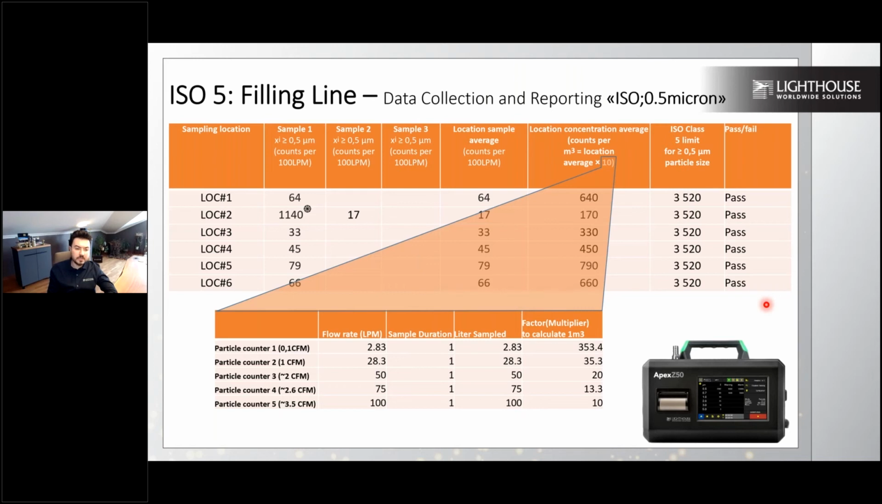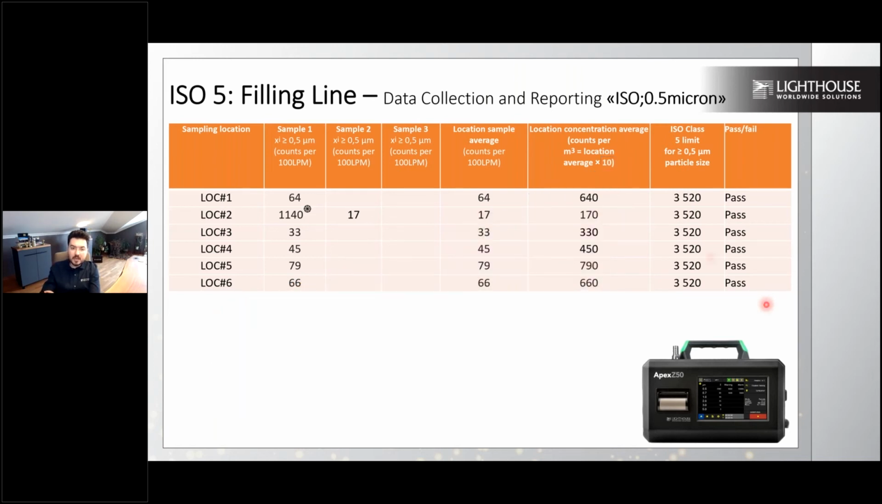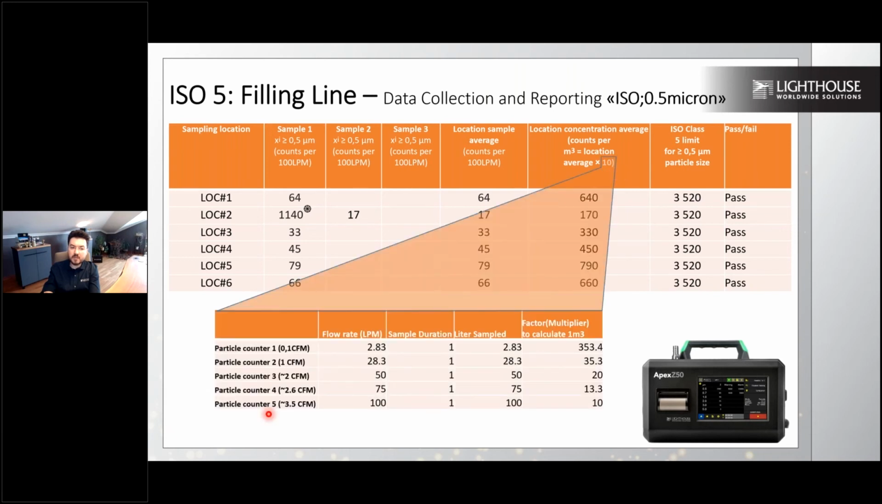Before moving into this, take a look at this multiplier. I just multiplied the average number of particles by 10 in order to find the 640. The reason I multiplied by 10 is because my particle counter is a 100 liter per minute instrument, and my multiplier factor will be 10. If I was using a 1 CFM unit, this would be 35.3.